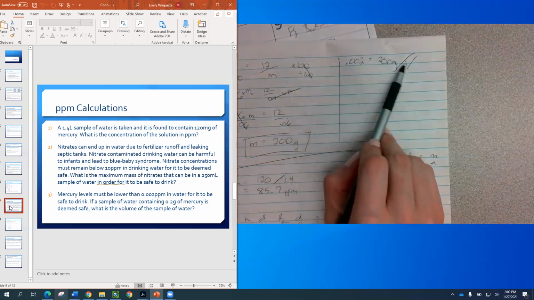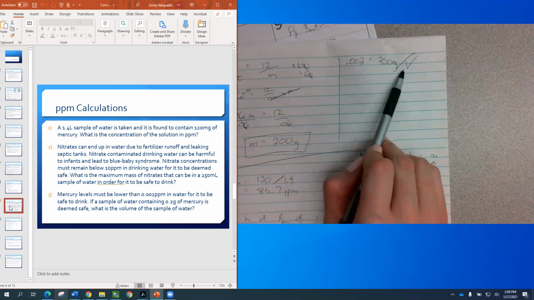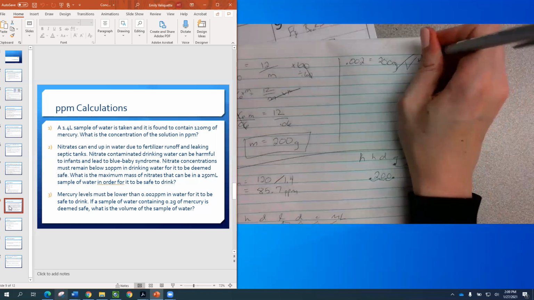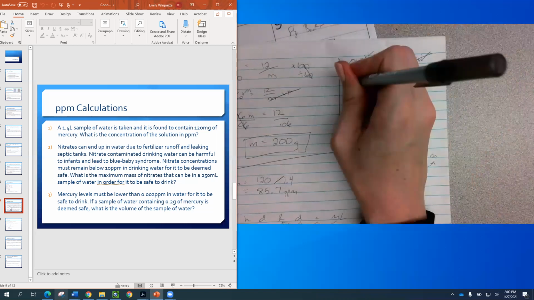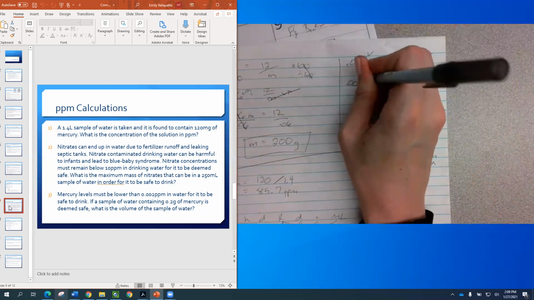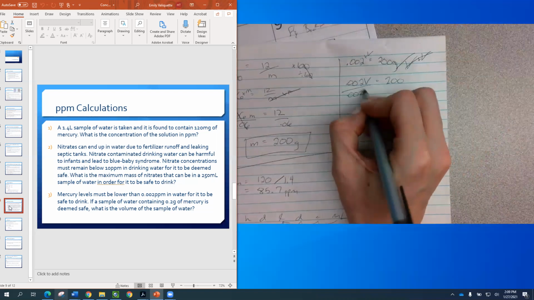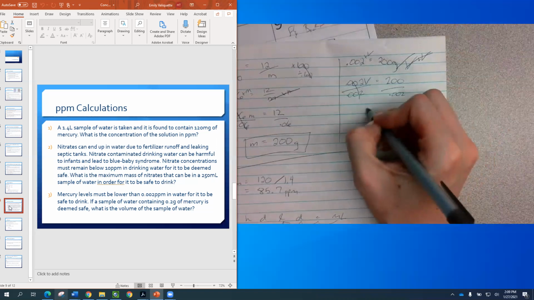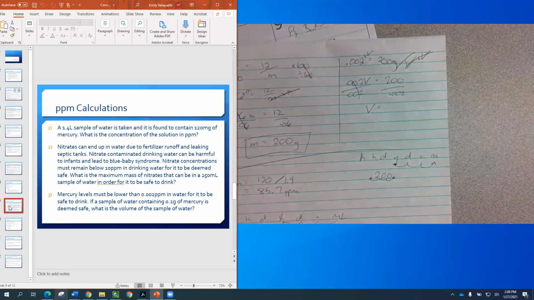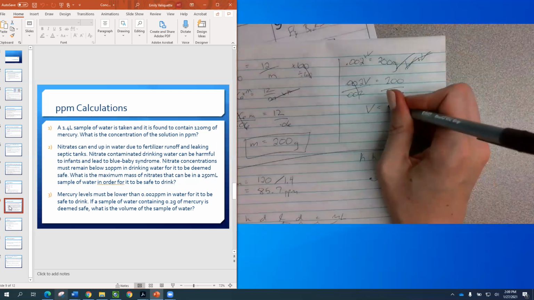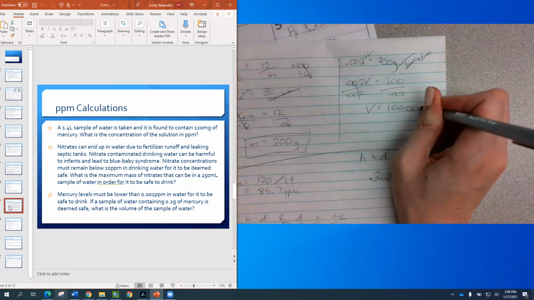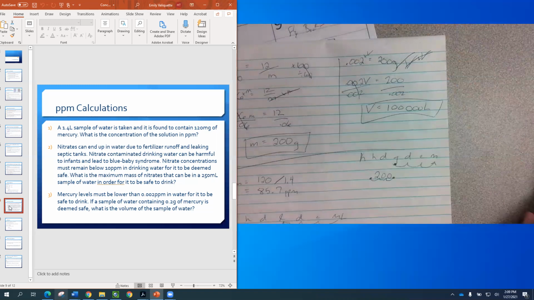Once again, when we're dividing, the thing on the bottom has to move. So I multiply by V, which gives me 0.002 V equals 200. And then, of course, I divide by 0.002 to get the V by itself. And we are dealing with 100,000 liters of water.